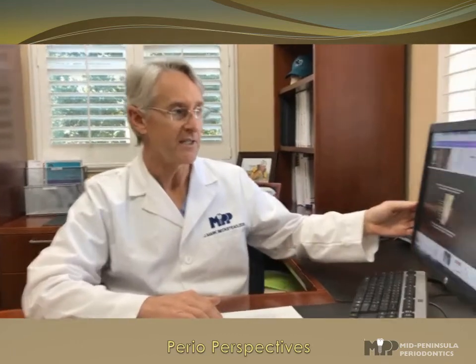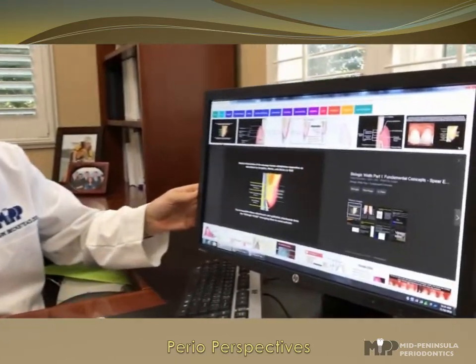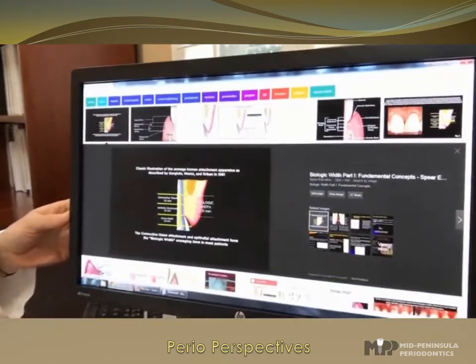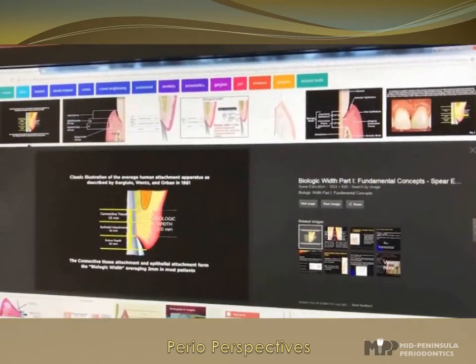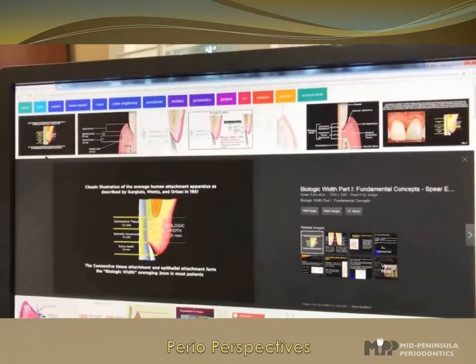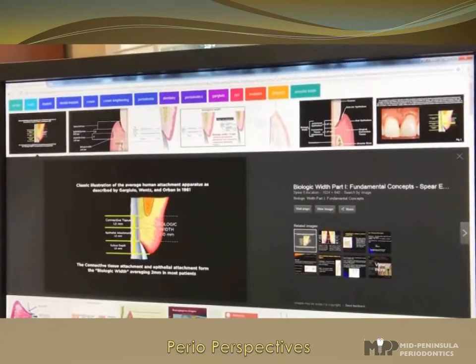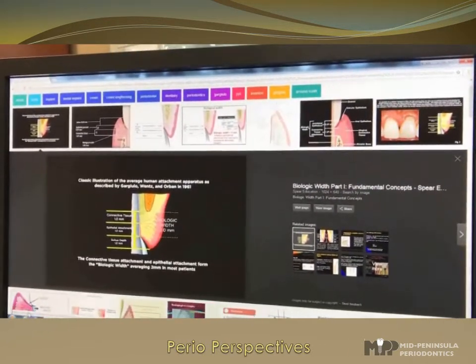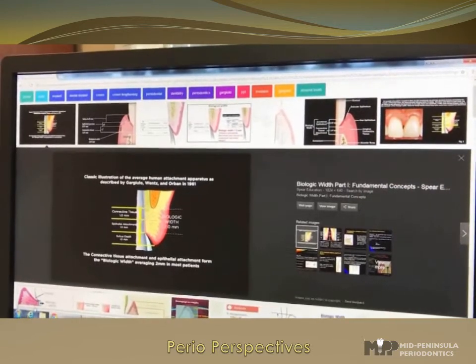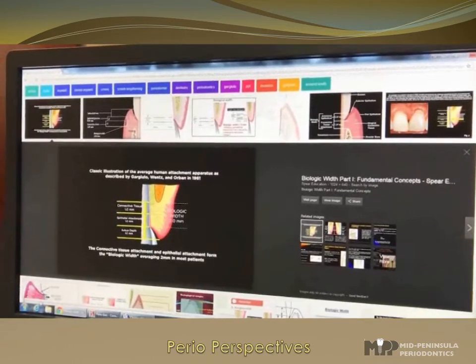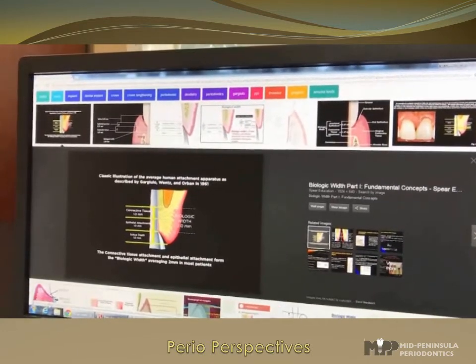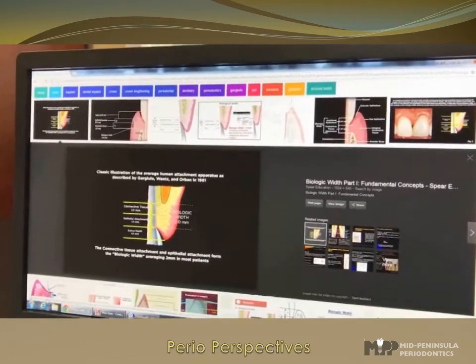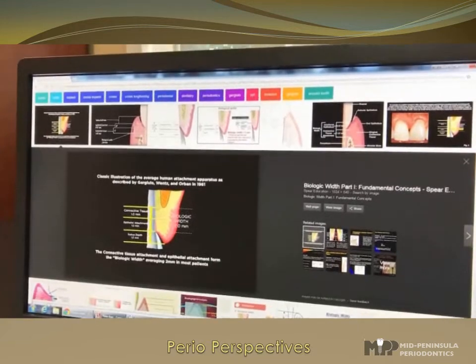Going way back to 1961, Gargiulo presented on the biologic width. He found that the connective tissue attachment of the periodontal attachment to the tooth measures 1 millimeter, followed by the epithelial attachment of 1 millimeter and a sulcus depth of 1 millimeter. So the attachment is 2 millimeters total with a sulcus depth of 1 millimeter. We should be thinking in terms of 3 millimeters for the biologic width.